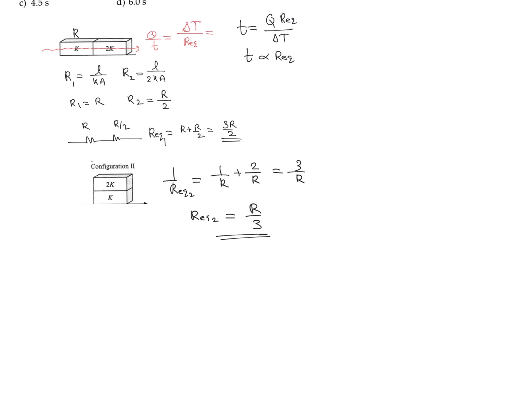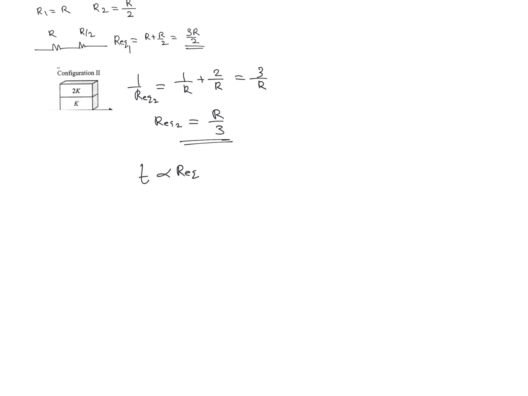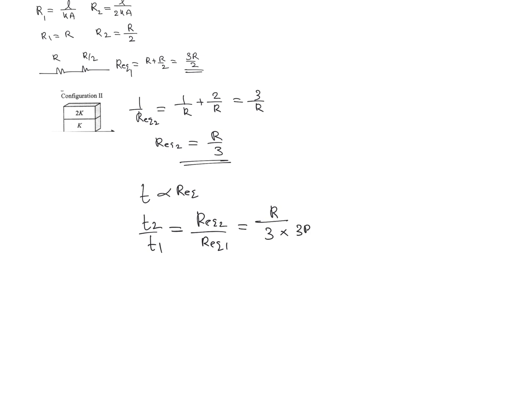Now, since t is directly proportional to R equivalent, we can write T2 divided by T1, the time taken in the second situation divided by the time taken in the first situation, is equal to R equivalent in the second situation divided by R equivalent in the first situation. R equivalent in the second situation is R by 3 and in the first situation was 3R by 2. So this R and this R get cancelled, and this is going to be 2 divided by 9. So T2 will be equal to 2 times T1 divided by 9, and the value of T1 is given as 9. So 2 into 9 by 9, and we get the answer as 2 seconds.